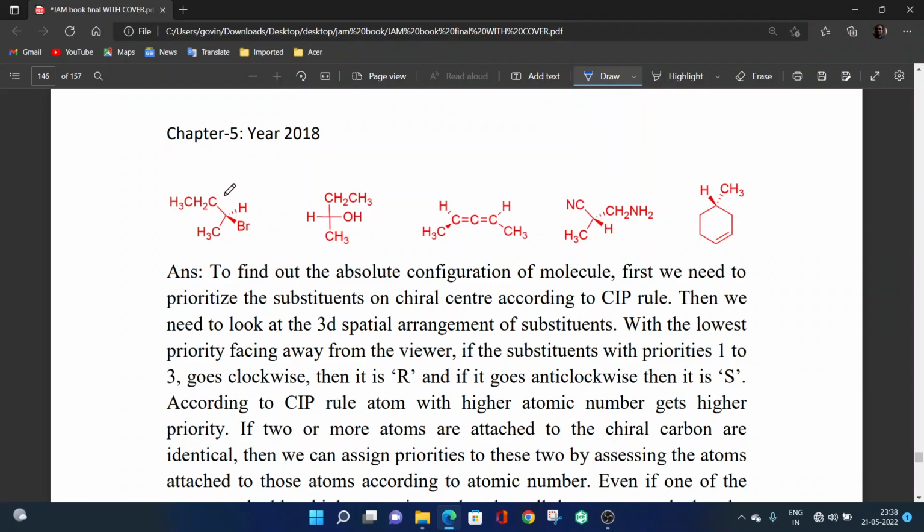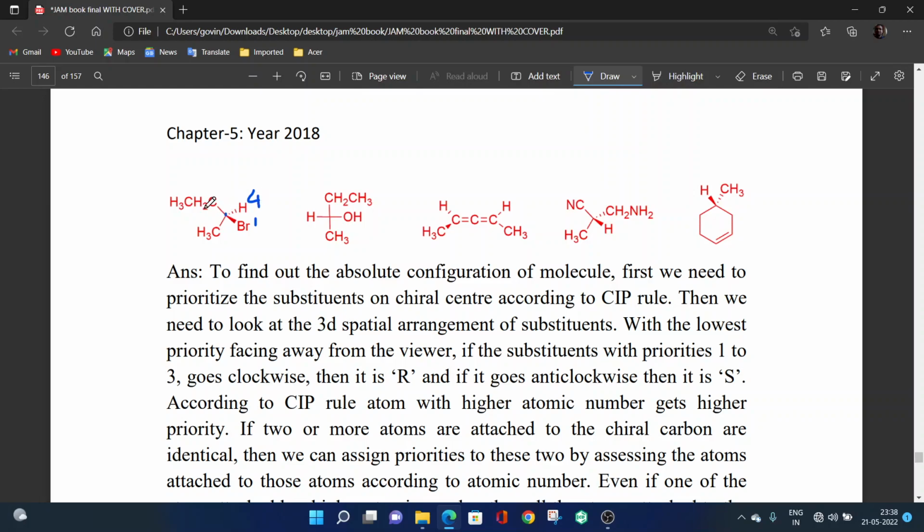So let's look at this molecule. Here the CIP rule will apply. This is the chiral carbon. We have to look at all the 4 different substituents of this chiral carbon. So the first substituent is bromine. Bromine is 1, right, because bromine has more atomic mass than carbon, carbon and hydrogen. The fourth substituent is also very clear, because hydrogen has the lowest atomic mass.